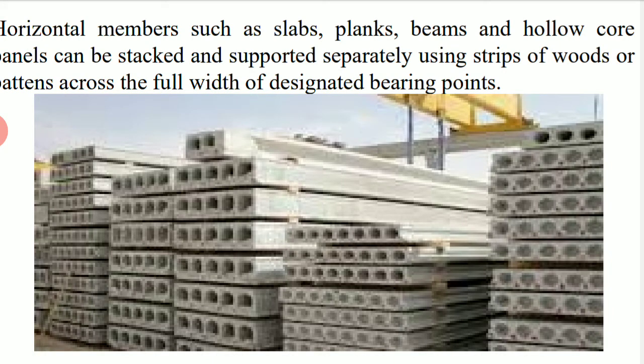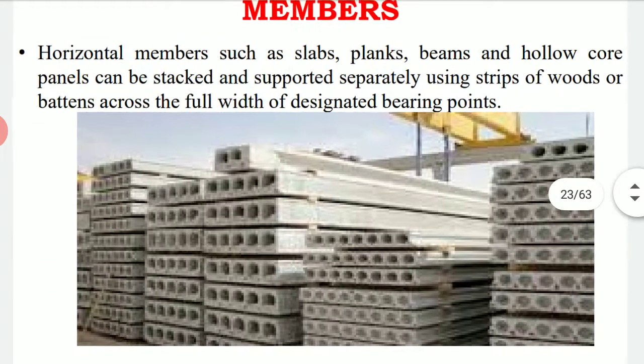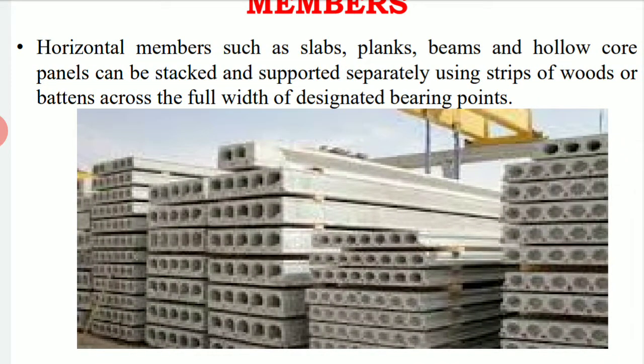they have maintained a certain gap between one member and the other member. So they are horizontal members now. For those horizontal members, they have maintained a certain gap between one member and the other, and that gap can be filled by using strips of wood, because the main intention of providing these wooden strips is that whatever load is transferred from one member to the other is not directly going to affect the next successive members.